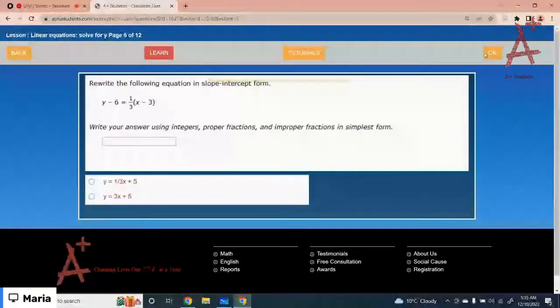Okay, which is the correct option for this one? y minus 6 equals 1 over 3 times x minus 3. When you multiply 1 over 3 to x, it would be 1 over 3x. Got it? So the correct option is y equals 1 by 3x plus 5. Got it? It is y equals 1 over 3x plus 5. So just select the correct option and click on the OK button.